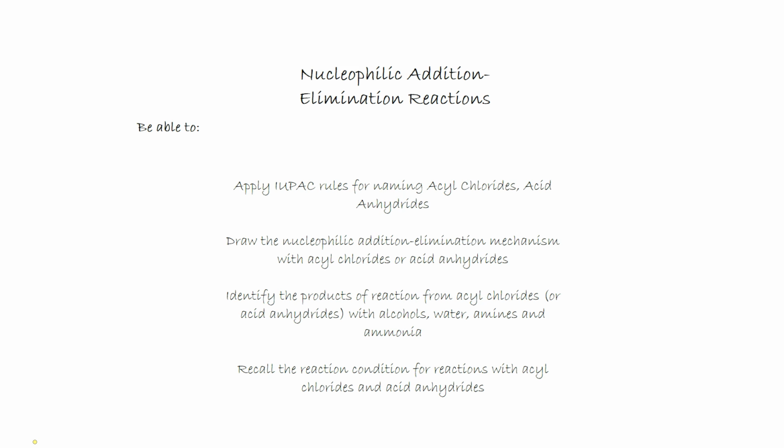Just to recap then, you should now be able to apply IUPAC names for acyl chlorides and acid anhydrides, draw nucleophilic addition-elimination mechanisms for acyl chlorides and acid anhydrides, identify the products of reactions for acyl chlorides and acid anhydrides with various nucleophiles such as alcohols, water, amines and ammonia, and finally recall the reaction conditions for reactions with acyl chlorides and acid anhydrides. That's all for now.